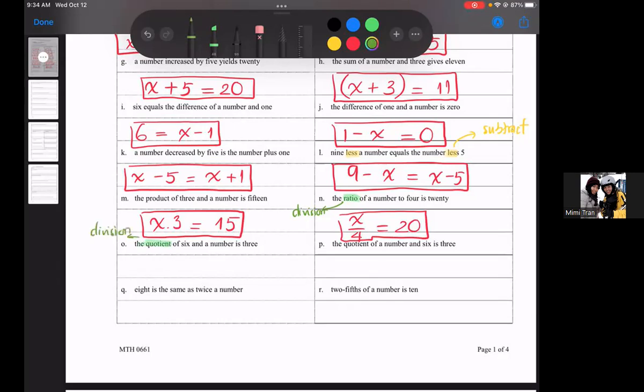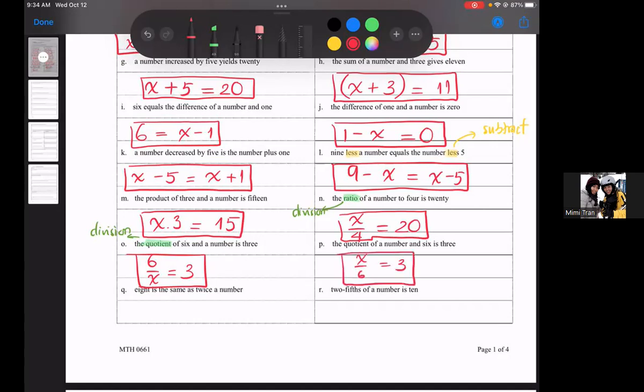The quotient of 6 and a number is 3. Sorry, I said 6, I wrote x. 6 divided by x equals 3. Almost there. The quotient of a number and 6 is 3. X divided by 6, right? Thank you. X divided by 6.